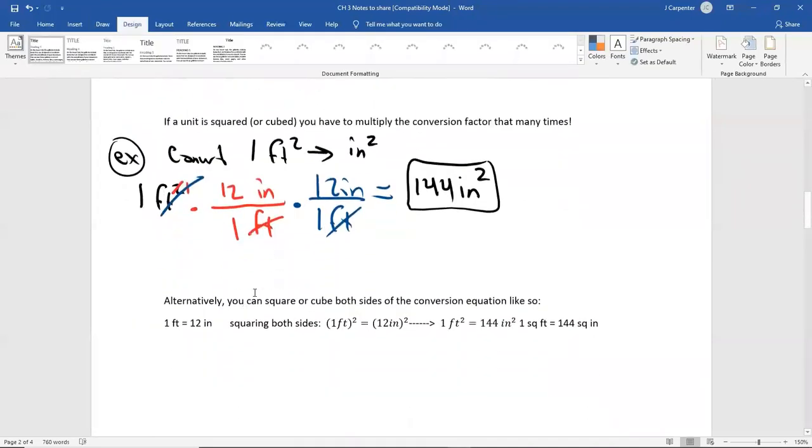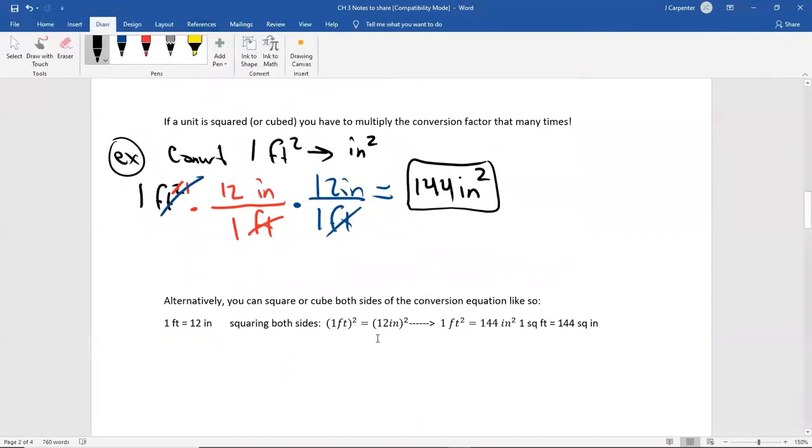All right, so the alternative method is you can square or cube whichever is relevant to the problem. It might have sounded like I said irrelevant. I should have said relevant. I was just speaking too quickly. Alternatively, you just take the conversion factor and square or cube both sides, in this instance, squaring both sides. So this is the original conversion factor, but not written as a fraction. 1 foot is 12 inches.